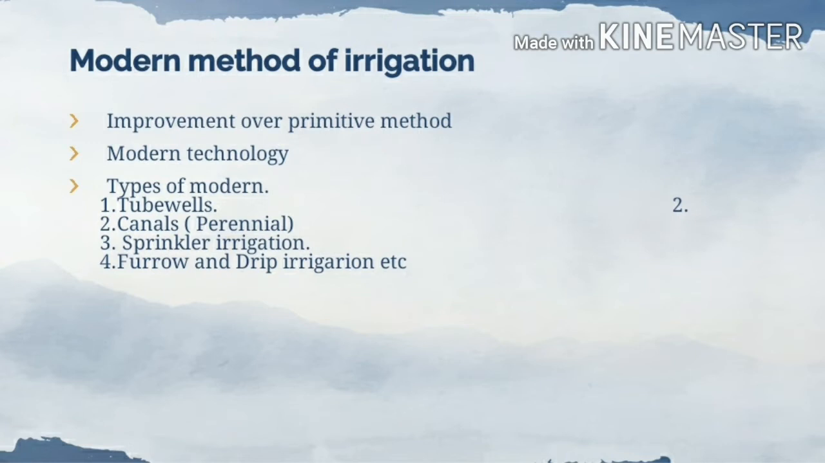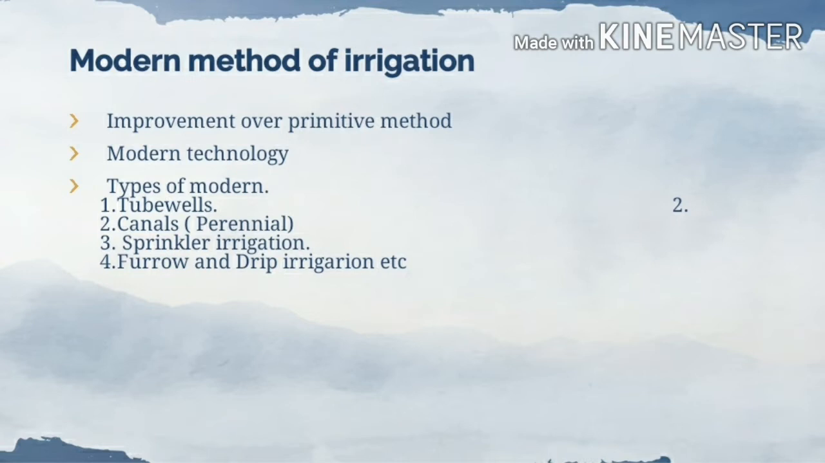The modern method of irrigation, as the name suggests, is the improvised method of primitive irrigation, and it provides water throughout the year. In the modern method of irrigation, a large amount of water can be derived with the help of pumps, and those pumps are run by modern technology, which is run with the help of electricity and diesel. So this kind of modern technology is used in the modern method of irrigation.